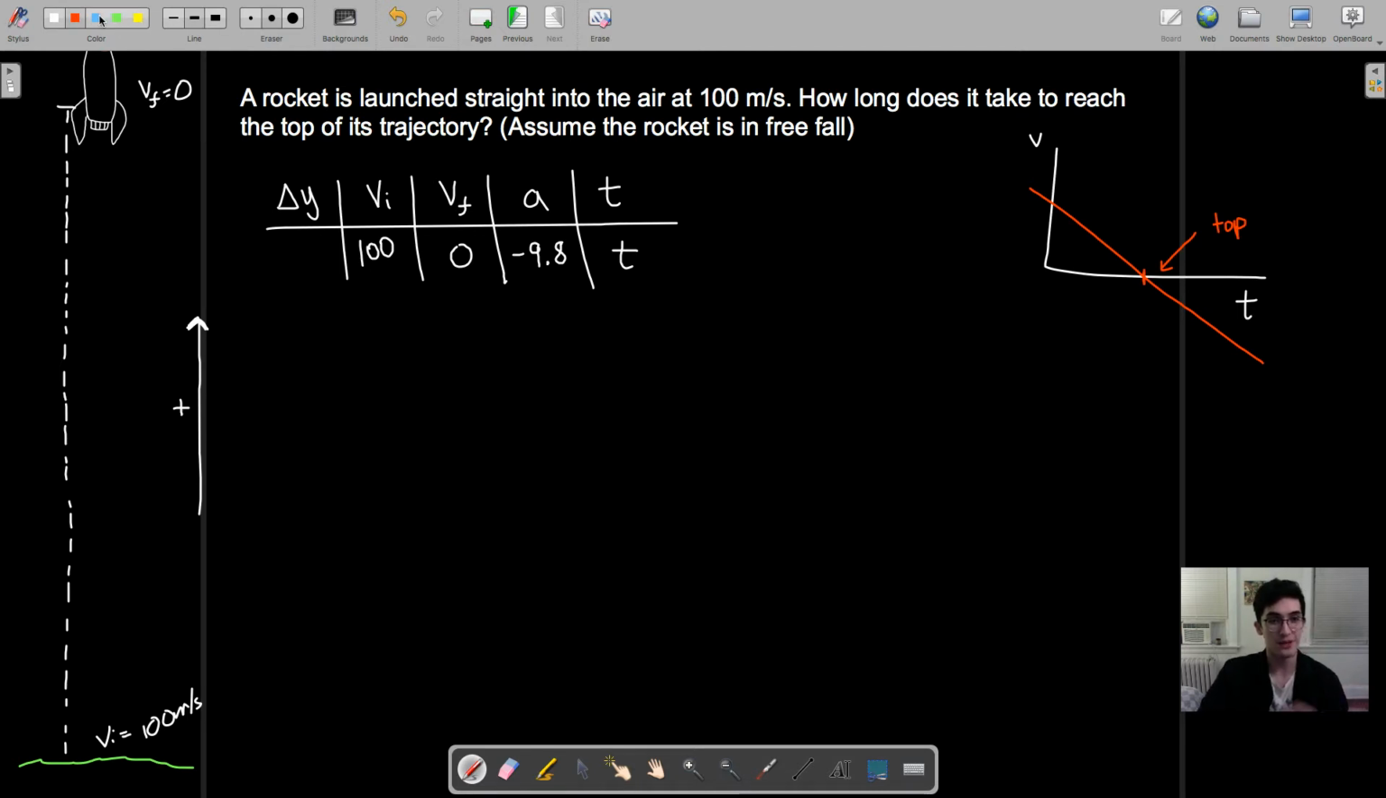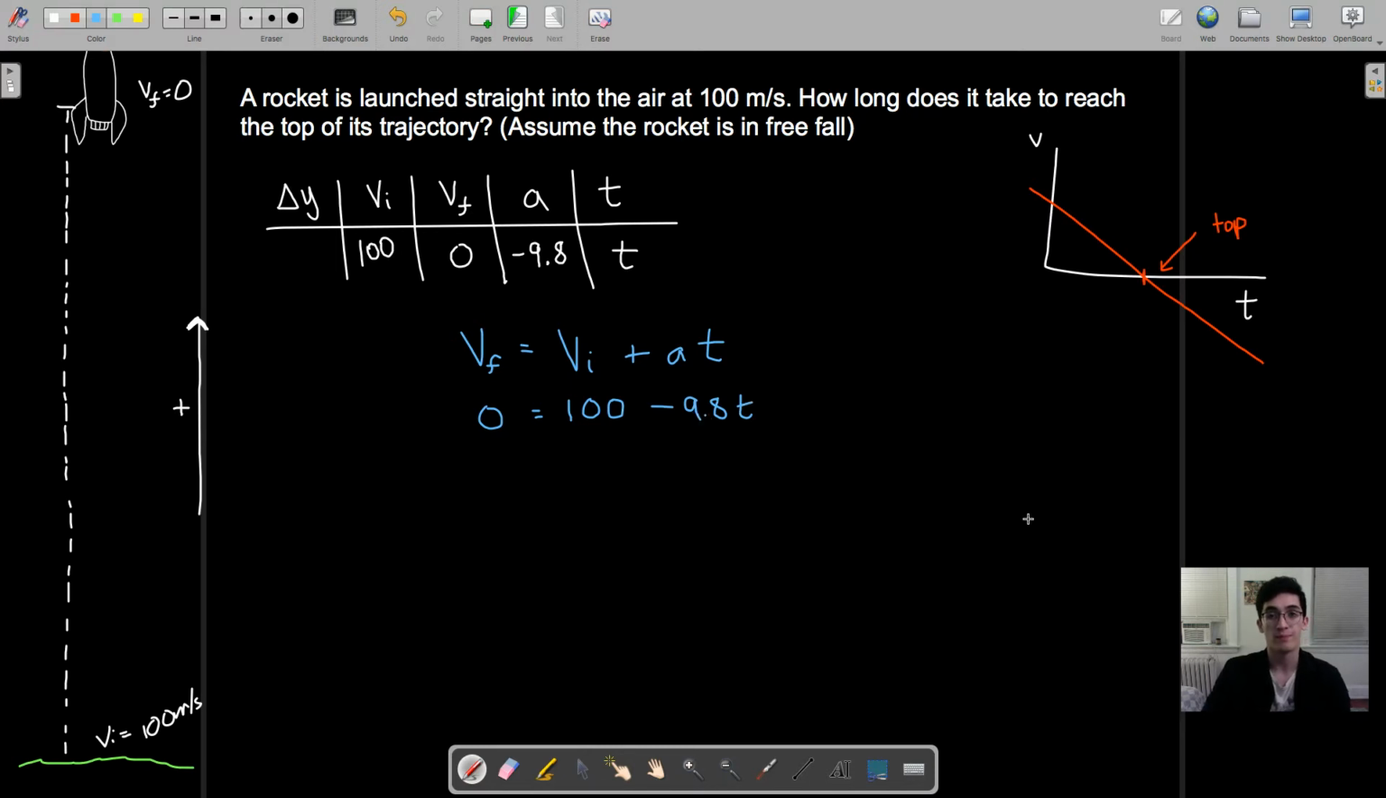Which kinematic equation are we going to be using? That's right, we're going to be using our second kinematic equation: v final is equal to v initial plus acceleration times time. This is my favorite one, and probably your favorite one because it's the easiest to use. And so if I plug in my numbers, I know that final velocity is 0, initial velocity is 100, acceleration is negative 9.8, and I just have t, and I'm solving for t.